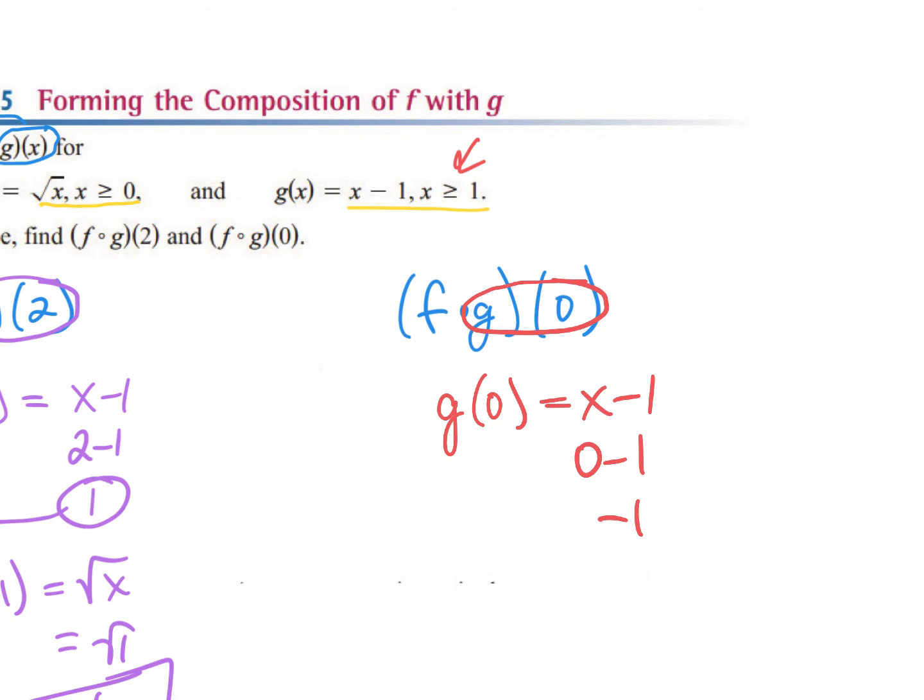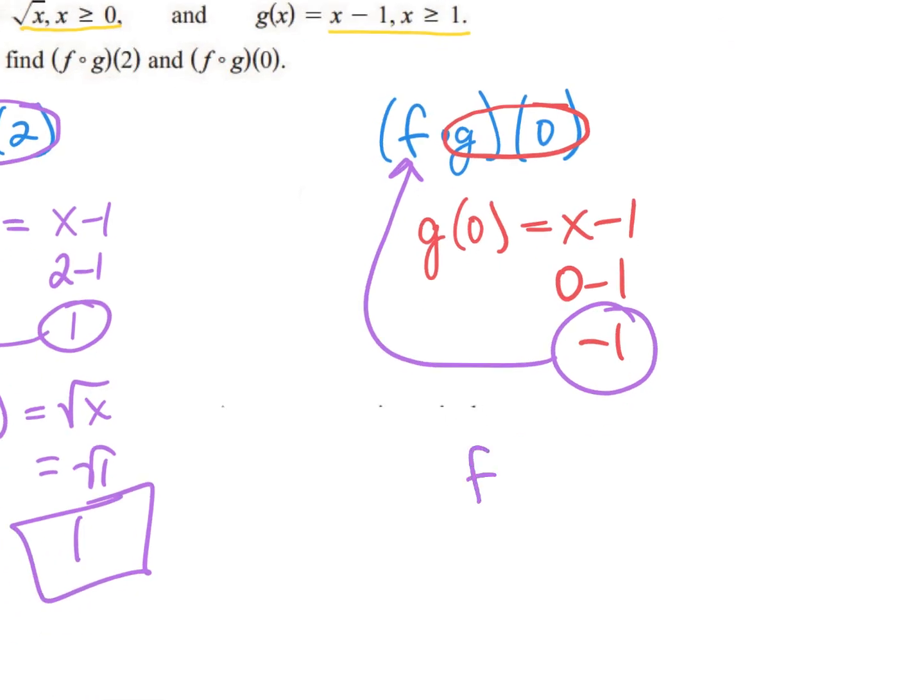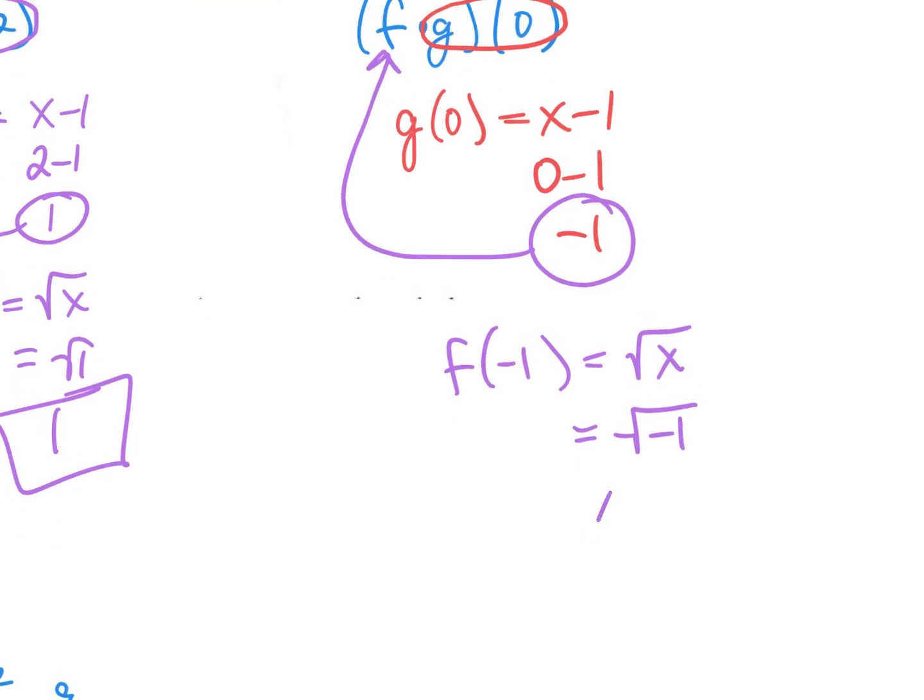What do I do with negative 1 if I was going to continue the problem? I'd plug it into the f. So I'm going to go right here. I'm going to say, okay, f of negative 1. Well, I'm using the expression square root of x. So when I do this, I get the square root of negative 1. Is that possible? To get a real answer? No. The square root of negative 1 is i. We're talking about real values. We're not talking about imaginaries right now. So in this case, you guys would say not possible.